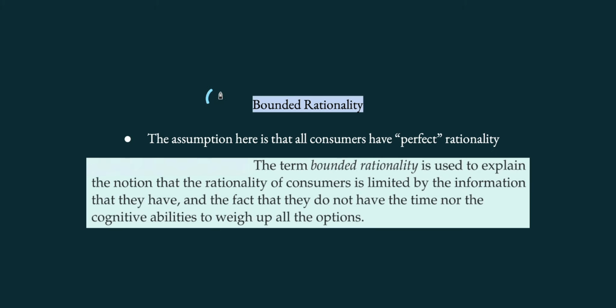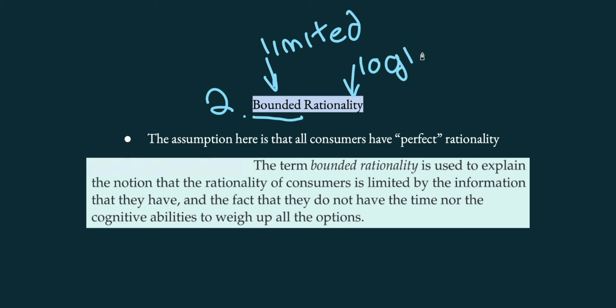All right, this second part of the rational consumer model is bounded rationality. And just to be clear, we're going to be approaching this word bounded a lot. It is the assumption that all consumers have perfect rationality, okay? But in reality, we have bounded or limited rationality. For people who don't know, bounded means limited. Rationality is basically just logic, okay? So if you've ever heard something is irrational, that could be called illogical.